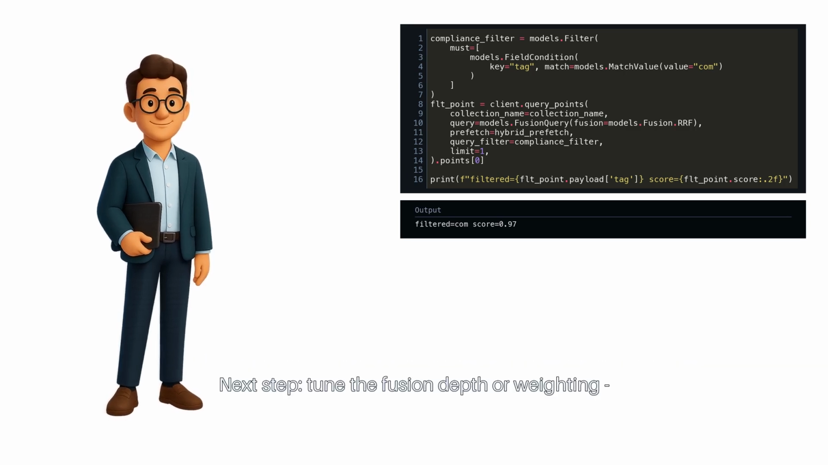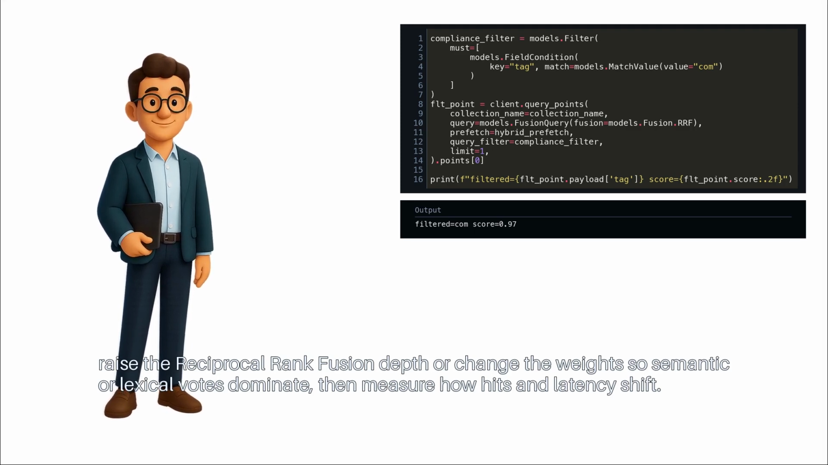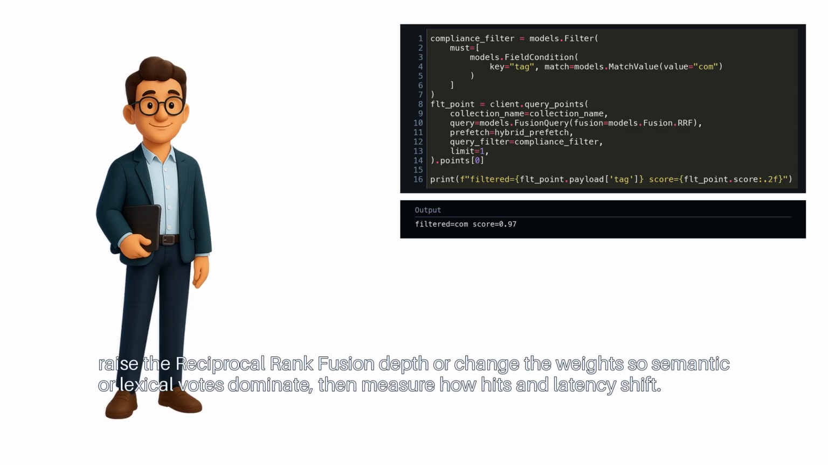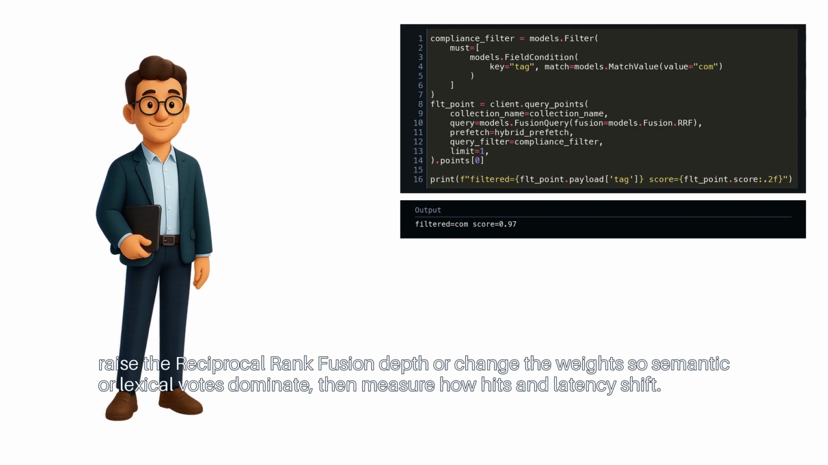Next step: tune the fusion depth or weighting. Raise the reciprocal rank fusion depth or change the weights so semantic or lexical votes dominate. Then measure how hits and latency shift.